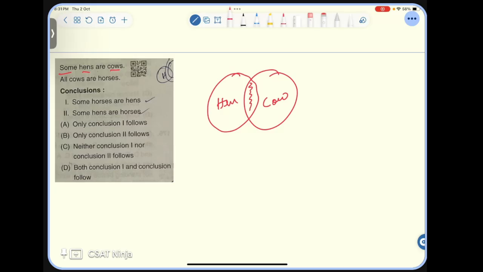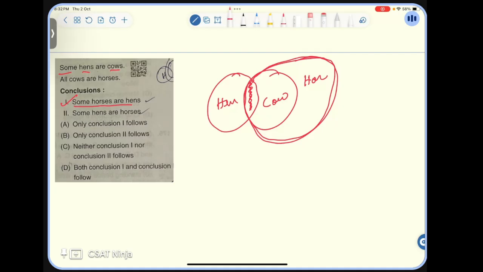Next is all cows are horses. That means all cows will go under the circle of horses. So what is given? Some horses are hens. Can I say that some horses are hens? Yes. Why? Because this is the circle for horse, so there is an area shared between hen and horse, which means conclusion one will follow.